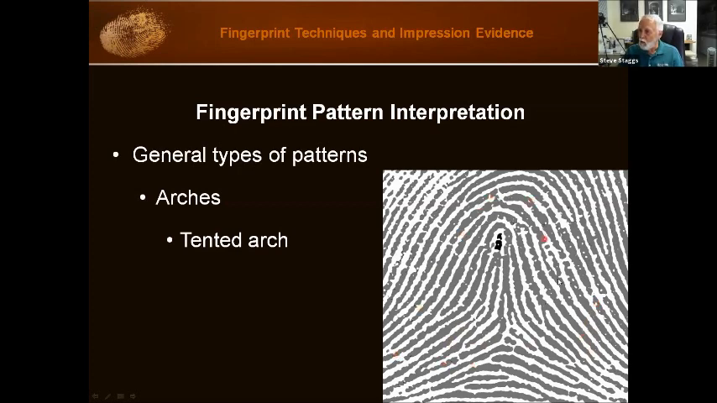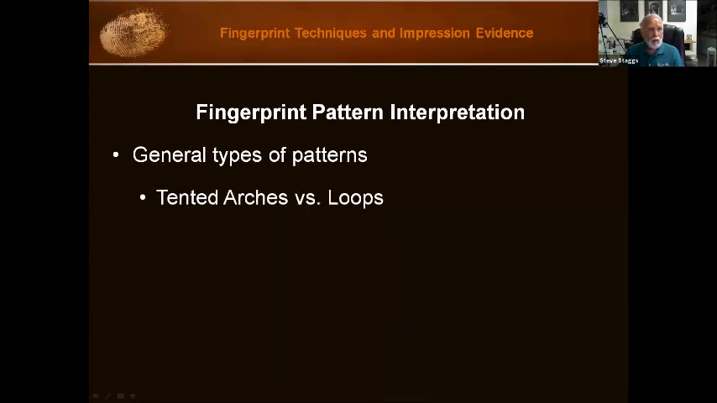We have these ridges flowing out, as we see here. And because we have one or more that just go straight up like this, this is a tinted arch. Now, how do we tell the difference between a tinted arch and a lower count loop? I think I mentioned you could have just one ridge between the delta and core on an arch, and that would make it an arch.